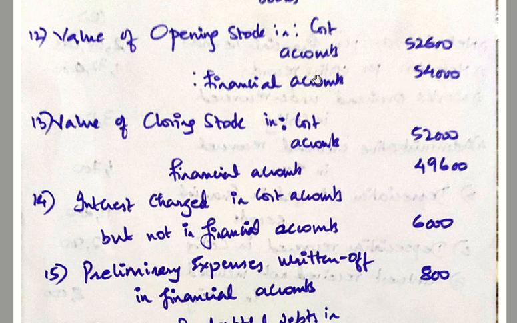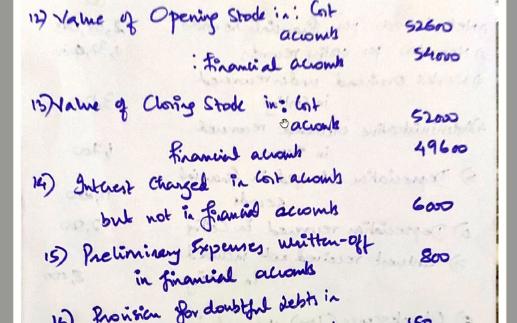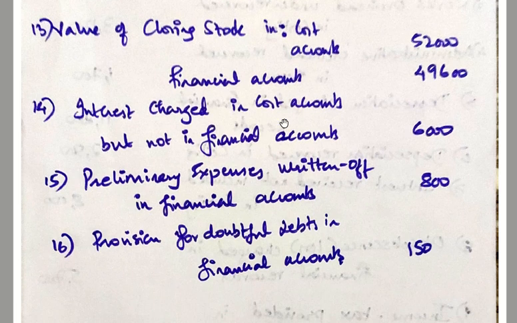Okay, so if there is undervaluation of opening stock, what you will basically do is minus it, but here we are starting it with loss, so we will add it. Valuation of closing stock in cost account and financial account. So here if you see, it is a closing stock. If the closing stock is undervalued, you will add it. If the closing stock is overvalued, you will minus it. So here the closing stock is overvalued. You are basically supposed to minus it, but here it is an inverse, so we are adding it.